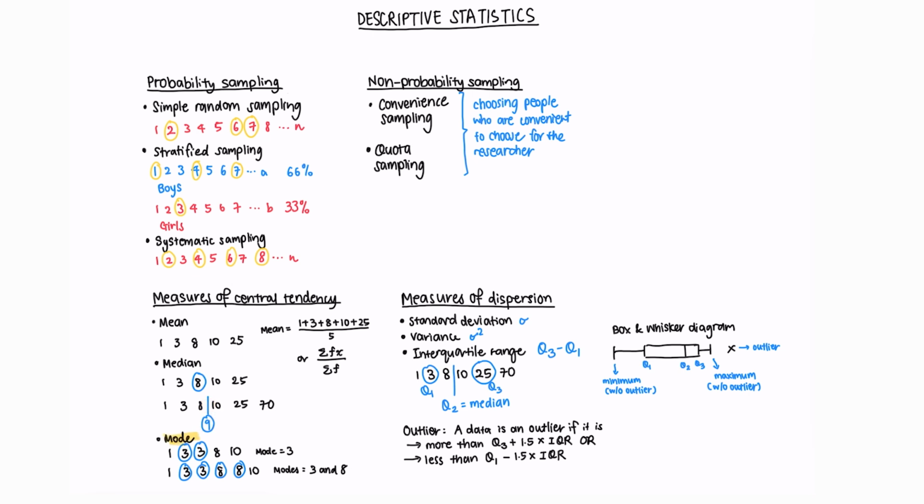Now the mode is the number that appears the most frequently. So in this case, let's say I have 1, 3, 3, 8, and 10. My mode is just 3. And we can have more than one mode. So let's say I have 1, 3, 3, 8, 8, and 10. We can see that both 3 and 8 appear the most frequently. So our modes will be 3 and 8.